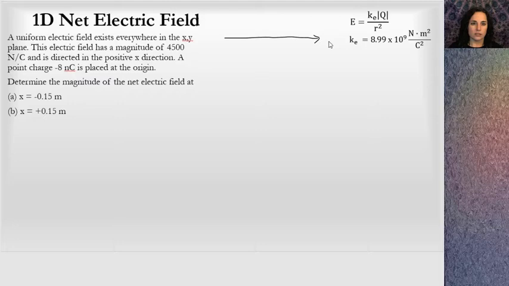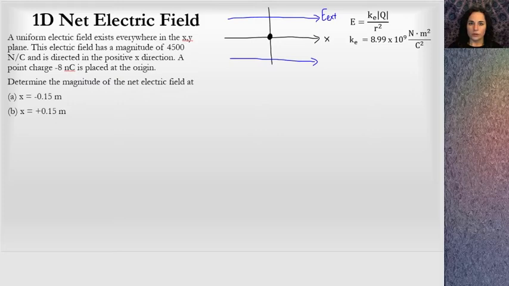Here's the positive x direction. And then here's the origin, and I'm putting a negative 8 nanocoulomb charge there. So that's where that is. It also says there's an external electric field, and let me get this line straight here. Here's the external electric field, which is everywhere in this region. I'll call this E external.